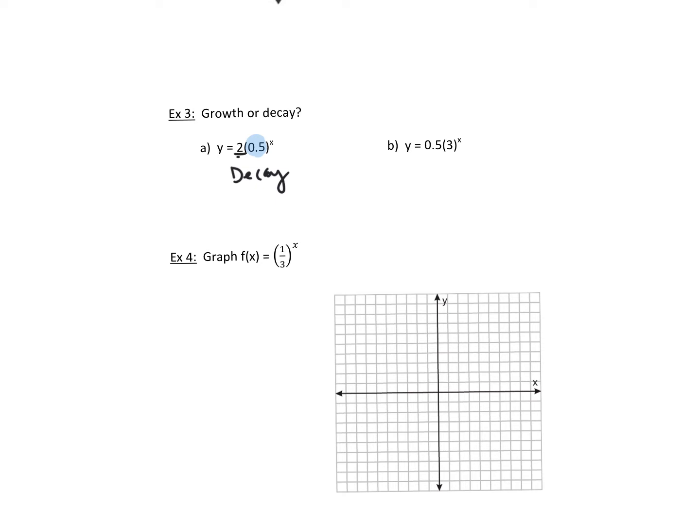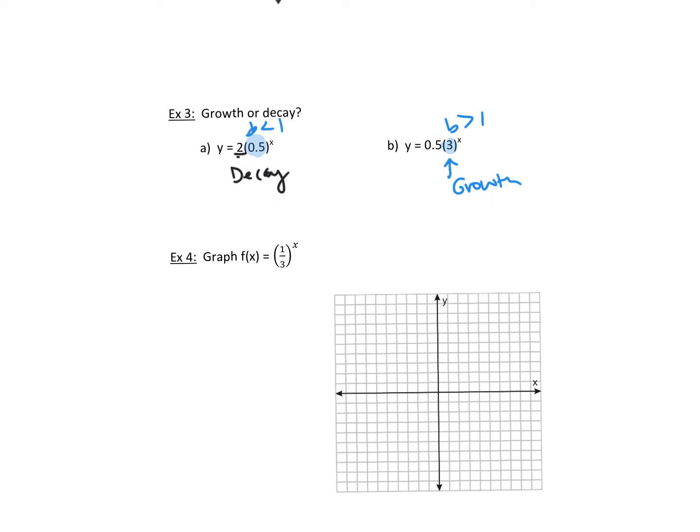And then in part B, I'm looking at the b value again, which is 3. Since 3 is bigger than 1, if the b value is greater than 1, then that's representing growth. So this is growth because b is greater than 1, and the other is decay because b is less than 1.